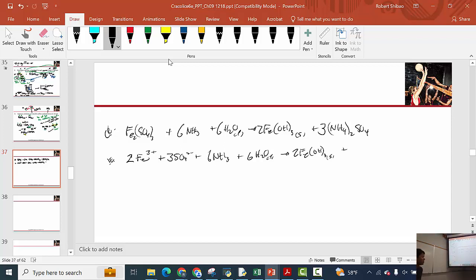So we're going to dissociate this into ions. How many ammonium ions total? And how many sulfate ions? 3 sulfate ions. All right, so this would be the ionic equation. And then we're going to have the net ionic equation.